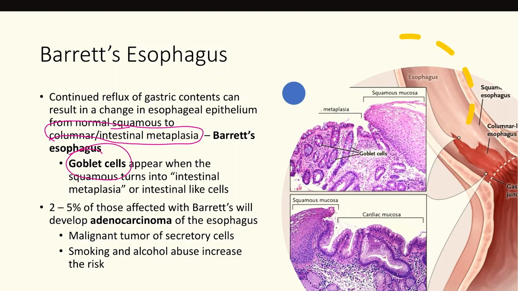What do goblet cells secrete? Mucus. You don't really need a whole lot of that in the esophagus, but goblet cells are made for the high production of mucus, which is needed in the stomach. Now we're in the esophagus, which doesn't need it, but we're starting to get those cells to creep up. So goblet cells start to appear, and 2 to 5% of people with Barrett's will develop an adenocarcinoma in the esophagus. It's a malignant tumor of secretory cells. And obviously, smoking and alcohol abuse increase the risk.